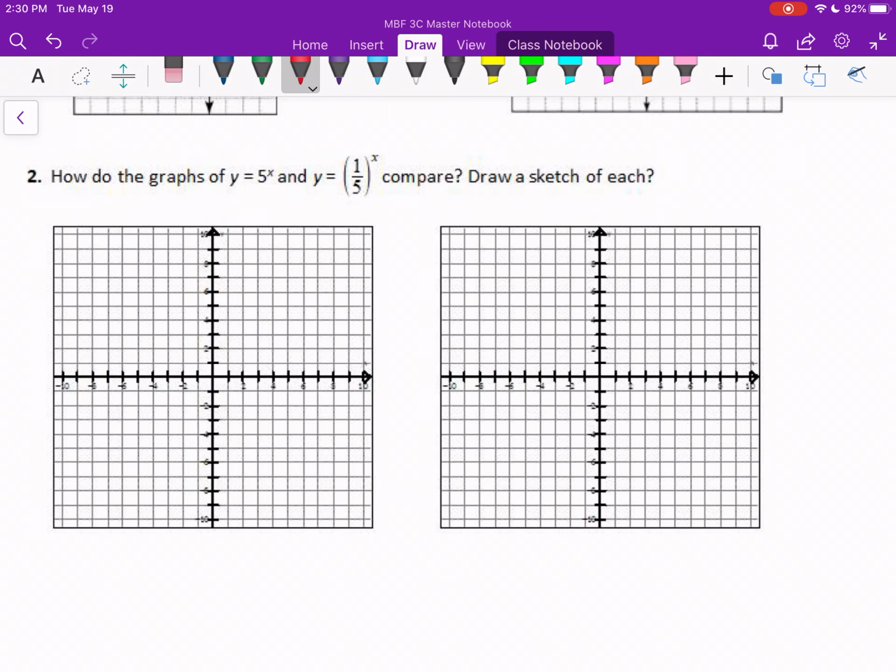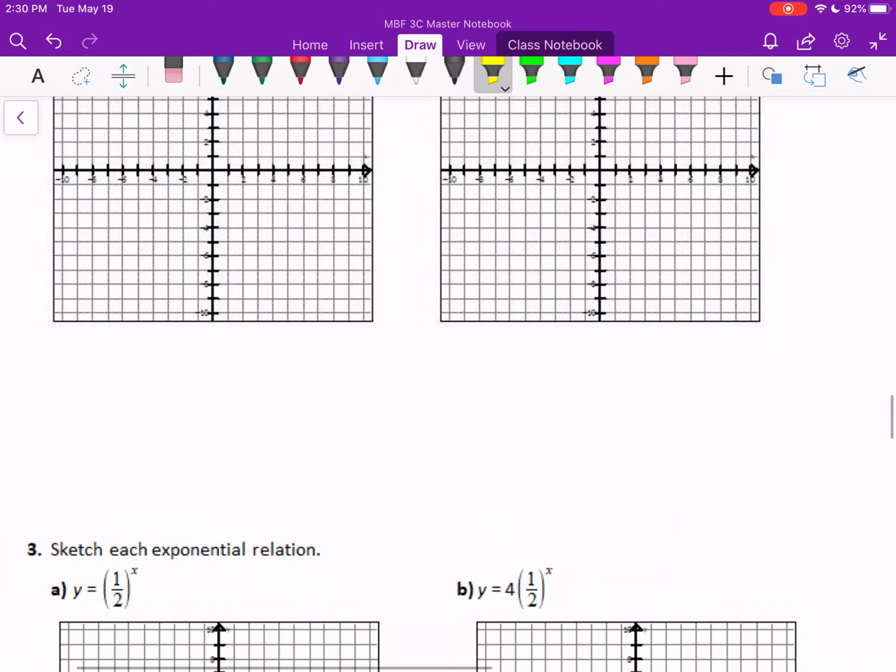Question 2, how do these two graphs compare? You can make a table of values for each of these and then draw a sketch that way. But I think even before you do it, you should be able to predict the main difference between them by looking at the difference in their bases. Remember, go back to the rules for how different bases react.